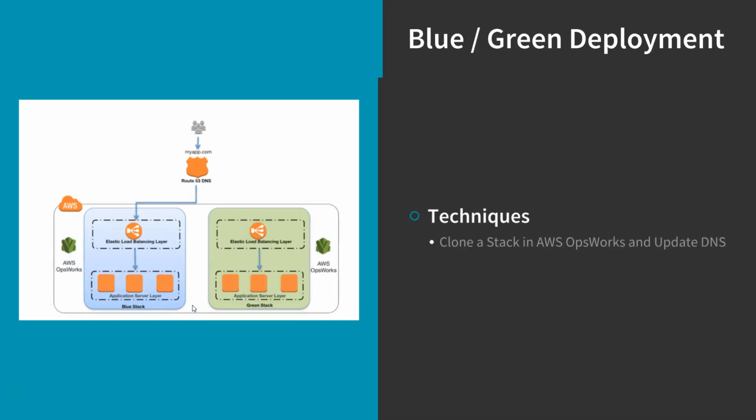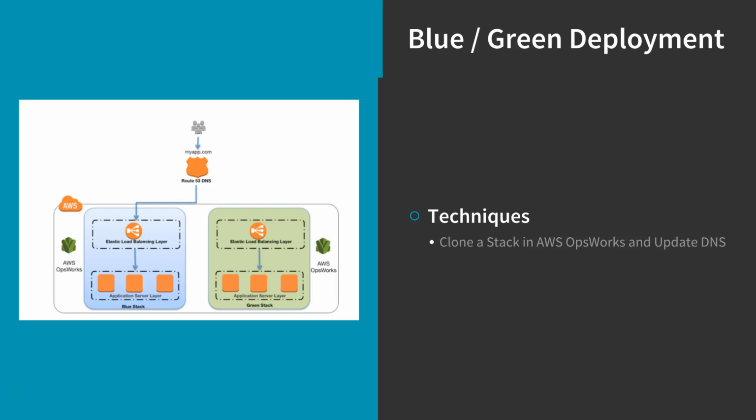And the final technique I'd like to talk about in this video is cloning a stack in AWS OpsWorks and updating your DNS. AWS OpsWorks has the concept of stacks, which are logical groupings of AWS resources that have a common purpose and should logically be managed together. Stacks are made of one or more layers. A layer represents a set of EC2 instances that serve a particular purpose, such as serving applications or hosting a database server. When a data store is part of the stack, you should be aware of certain data management challenges.